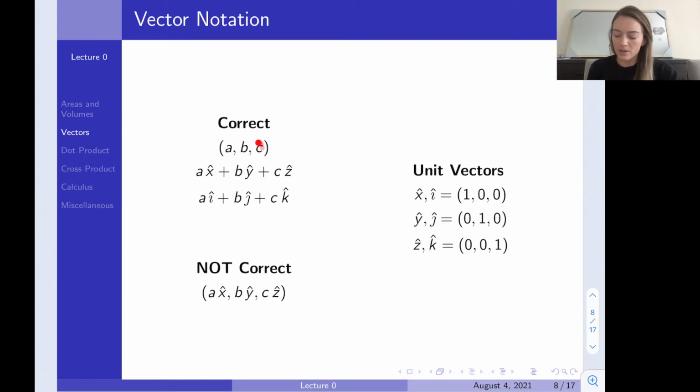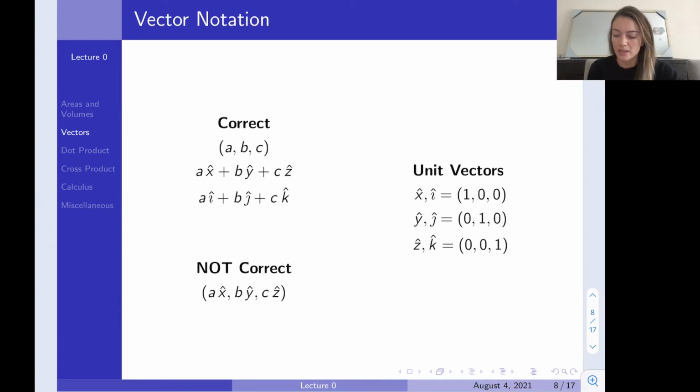And then when you write out your vectors, you can either write it in terms of these parentheses where you have your x component, y component, and z component all separated by a comma, or you can write them out as the x component in the x hat direction plus the y component in the y hat direction plus the z component in the z hat direction, or you could write it in terms of i hat, j hat, and k hat.